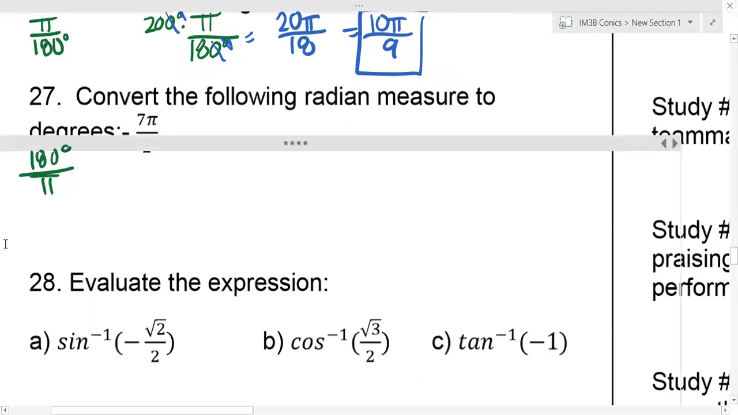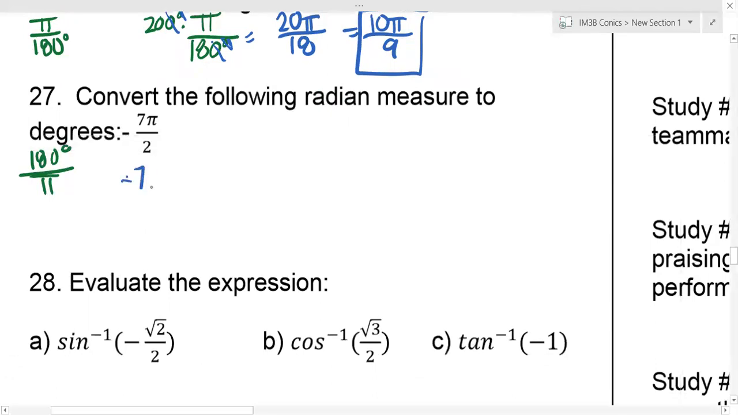For 27, we're going to take the negative 7 pi over 2 times 180 degrees over pi. And notice the first thing that we should be able to do is to cancel out the pi. Otherwise, we don't have the right formula. So then if I divide 180 by 2, that gives me 90. So really, I have negative 7 times 90 degrees. And that's going to give me my value for the degree answer. So that's negative, it's not 360, 630. Negative 630 degrees.